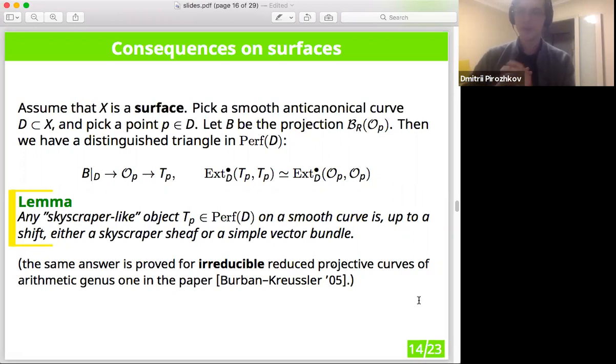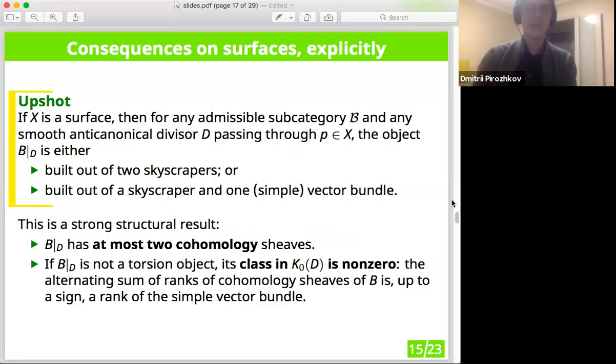Addington's theorem everywhere we can, we get the following conclusion: on a surface, if you do the same things and you consider this object B, then whenever you restrict it to a smooth anti-canonical divisor, it will be an object that is either built out of two skyscrapers, where built just means is isomorphic to a cone of a map between two skyscrapers with possibly shifts, or it is built out of a single skyscraper and a single simple vector bundle, where again built has this meaning that it is a cone of a map in the derived category.